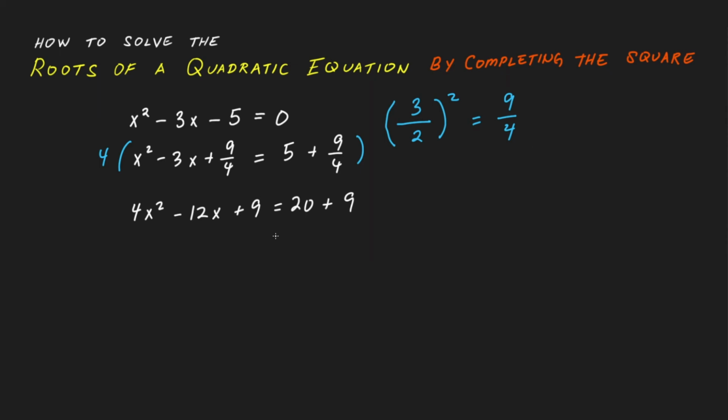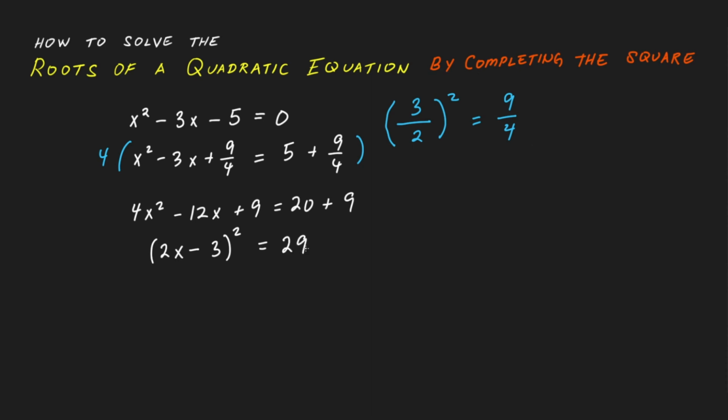There we go. Notice the left side of the equation now. This is now a perfect square trinomial. So we can write this as, what is the square root of 4? That is 2. What is the square root of x squared? That is x. And what is the square root of 9? That is 3. What sign do we need to put in between? It's just the sign of the middle term right here, which is negative. So I'm going to write a minus sign. And don't forget about the square. On the other side, we have 20 plus 9, so that's just going to be 29.